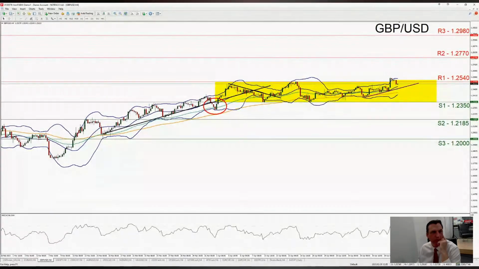Moving now to USD and JPY. By the way, we have to note that on the pound side, it's a bank holiday today. Also in the Europeans, it's a bank holiday. So we may expect low volatility here.